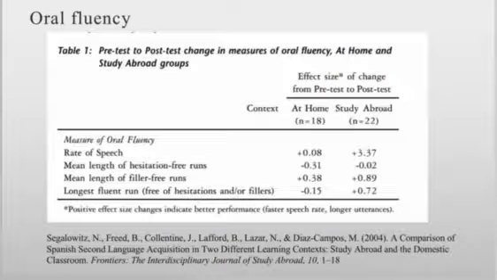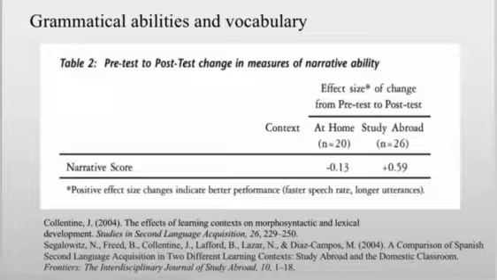Now let's move on to the influence of different contexts on different aspects of second language acquisition. From Table 1, we found that the students who studied abroad showed greater improvement in their oral fluency than the domestic group, especially in terms of rate of speech. Now we would like to talk about grammar abilities and vocabulary. After analyzing the recorded speech samples, students who studied abroad didn't improve their grammar abilities. It means that students should show superior gains in grammatical performance.